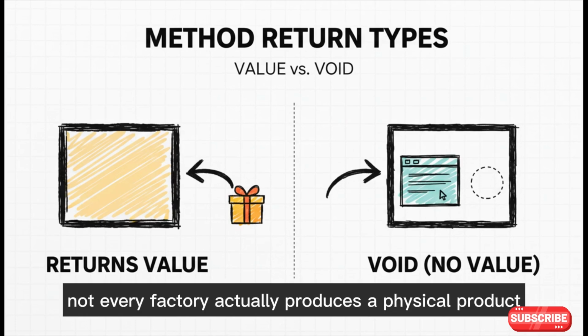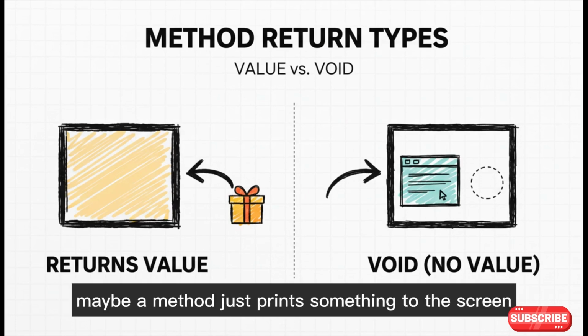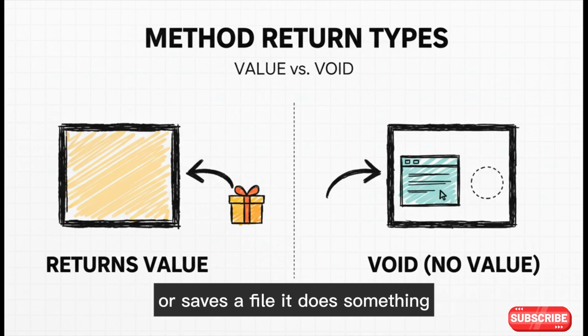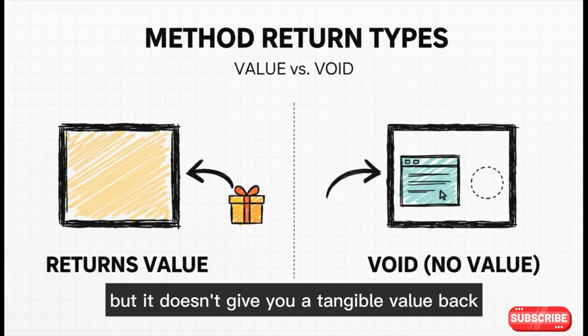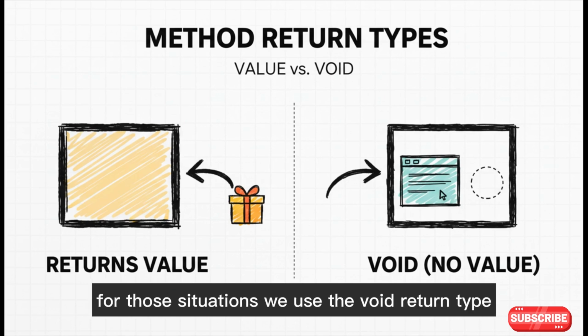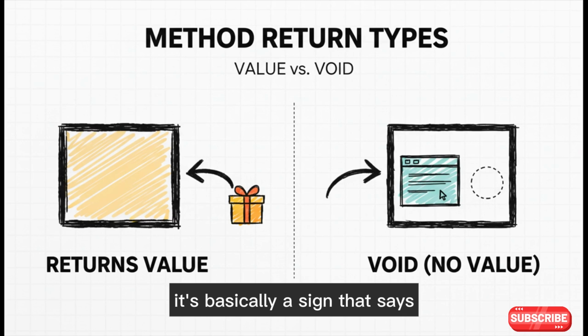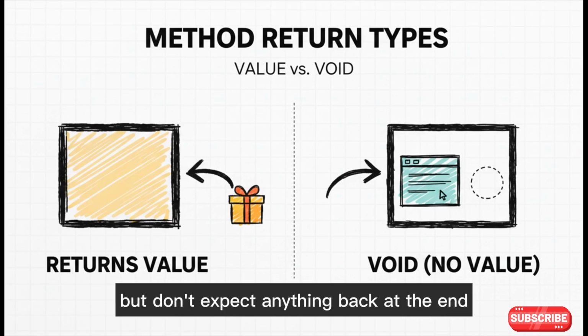But not every factory actually produces a physical product. Some just perform a service. Maybe a method just prints something to the screen or saves a file. It does something, but it doesn't give you a tangible value back. For those situations, we use the void return type. It's basically a sign that says, hey, we'll do the job for you, but don't expect anything back at the end.